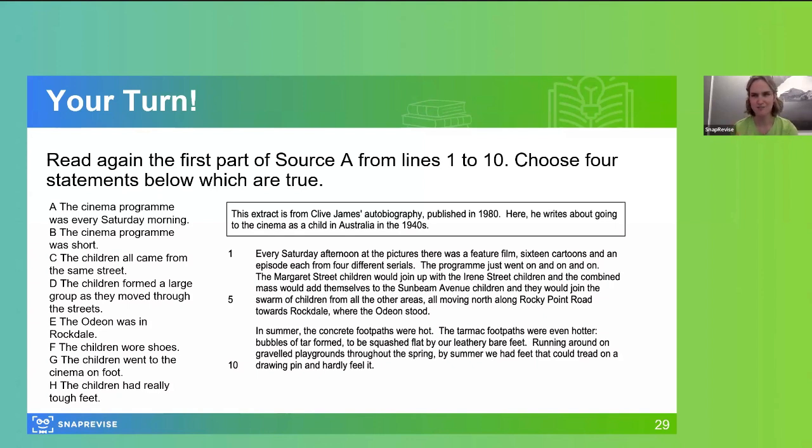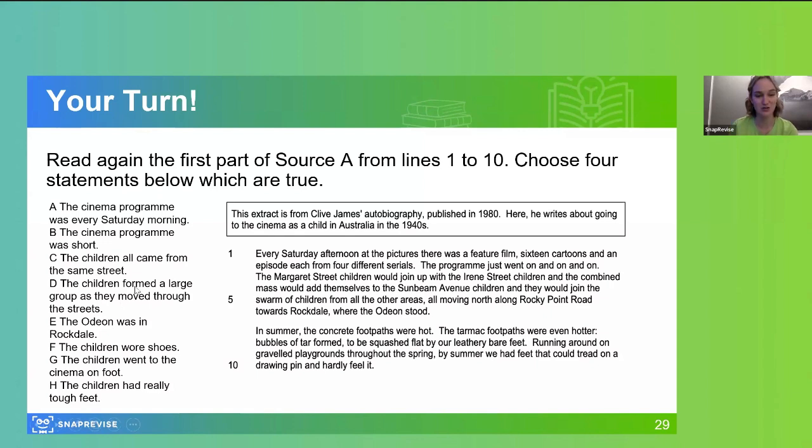Statement C, the children all came from the same street. Is there anything to suggest that this is not the case? Is that true or false? It is false. Yes, exactly. The children are not all from the same street. There are children from Margaret Street, Irene Street, Sunbeam Street, and so on.